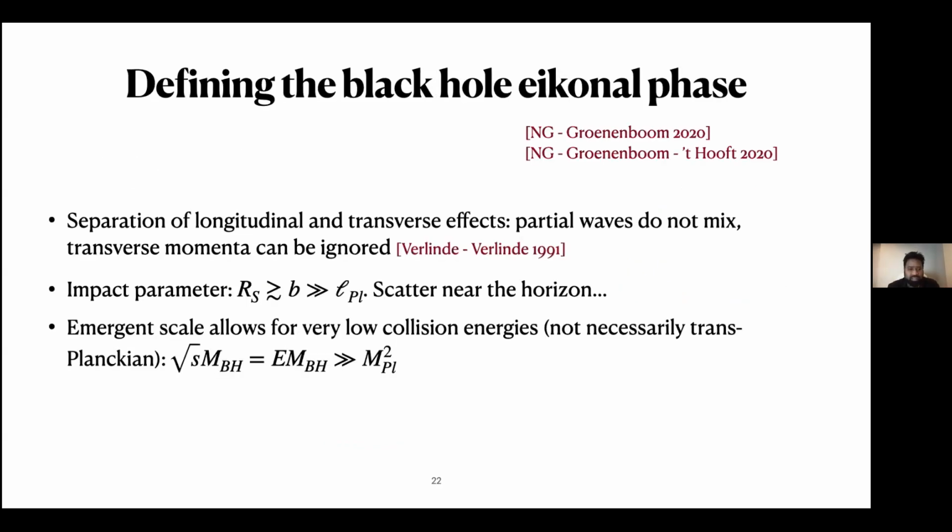And so the way to define this phase now, just to recap what I said over the last few minutes, is that there's a separation of longitudinal and transverse effects. This is a statement that the background is spherically symmetric, so the different partial waves don't mix. Of course, interactions will change that slightly. The impact parameter, we want it to be small. So one way to achieve that is to take your particles and scatter them near the horizon, so that the distance between them on the transverse sphere can be at best the size of the horizon, so they can be smaller. And now, as I said, the emergent scale of the size of the black hole comes to the rescue, where collision energies can be much smaller and not necessarily Planckian, in contrast to the flat space eikonal.